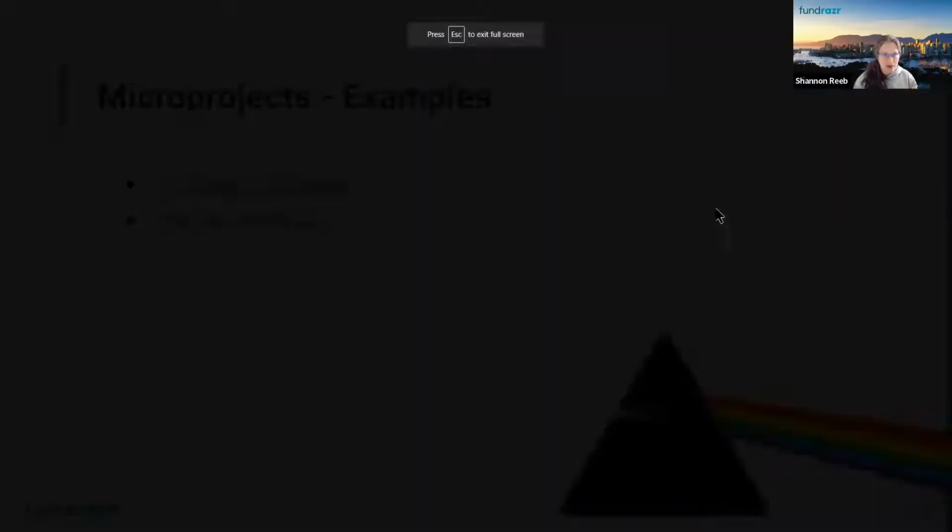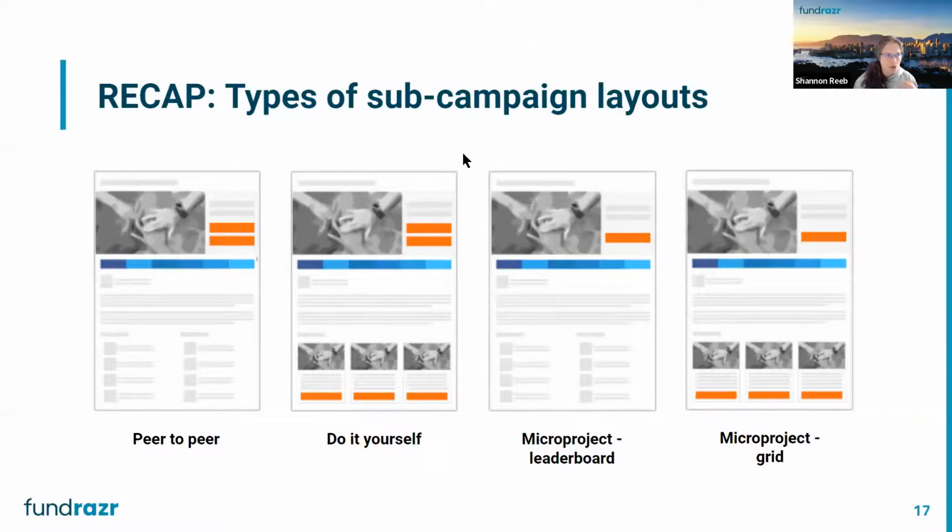So that's the last type of campaign that we're going to explain. So just as a recap, we went over peer-to-peer, do-it-yourself, and micro projects. Now, micro projects you can have with a grid or a leaderboard. It's entirely up to you. Maybe you want to pit your campaigns against each other. For whatever reason, I've known campaigns that have done that, and that's perfectly fine.